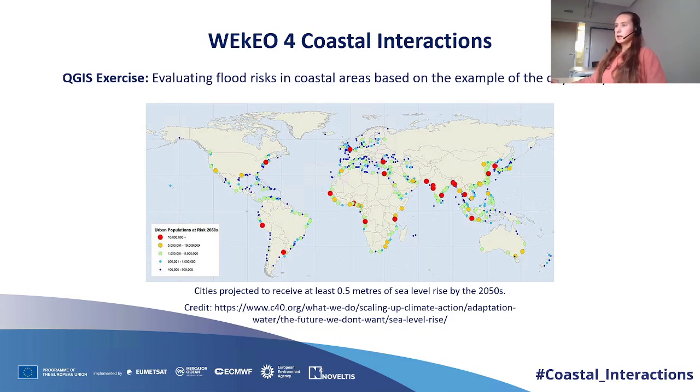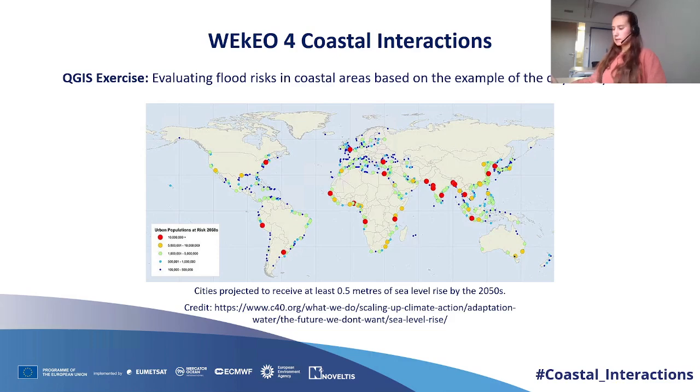On the slide you have a little diagram with urban populations at risk by 2050. Of course, it's a forecast, and this city is projected to receive at least 0.5 meters, so 50 centimeters, of sea level rise by the 2050s. Here we see that a lot of coastal areas, a lot of coastal cities, are endangered in only about 25 years from now.